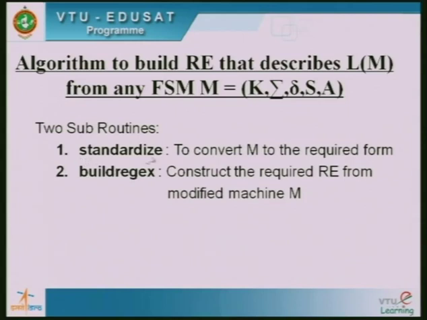So, in standardize, we will be converting M to the required form, that is, if there are any dead states or unreachable states, all of those will be removed, and we will be adding the required start state and accepting state. These things will be done in standardize. Build regular expression will collapse the transitions and rip out the states, keeping only the initial and the accepting state.